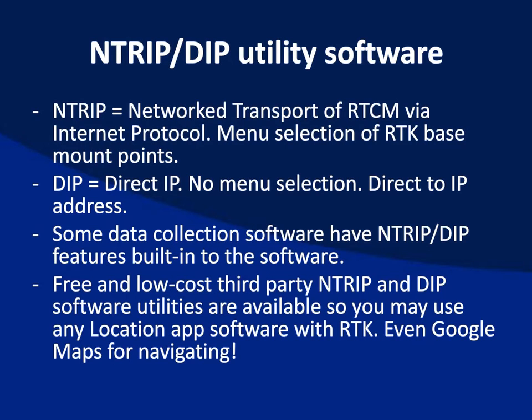As a result, almost all RTK networks will broadcast in an RTCM3 format in addition to other ones. So when you dial into an RTK network using the NTRIP protocol, you get a menu selection of RTK base mount points, and I'll have a screen here that I'll show you in a minute. Then there's also direct IP technology, where you don't dial into a list of mount points. You don't have a choice. Basically, you give it an IP address and a port number, and you're going direct into the single base that you're targeting.